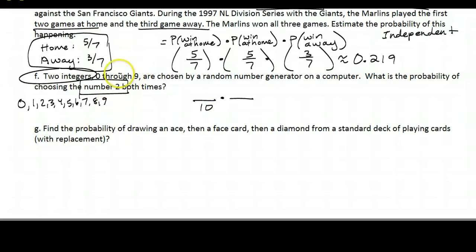We want the probability of drawing the number 2. Now there's only one number that is 2, so we're going to have 1 out of 10. So there's 1 out of 10 chance that that's going to spit out a number 2. And the whole point of it being a random number generator is that it's an independent event. It doesn't matter what they spit out the first time, the second time you still have the same probability. So that one ends up being 0.01.